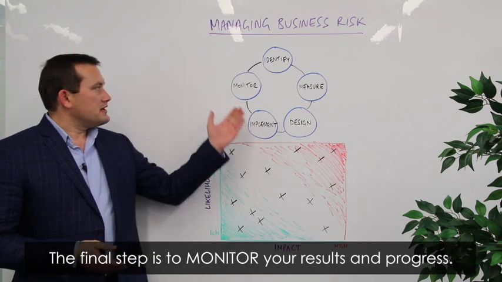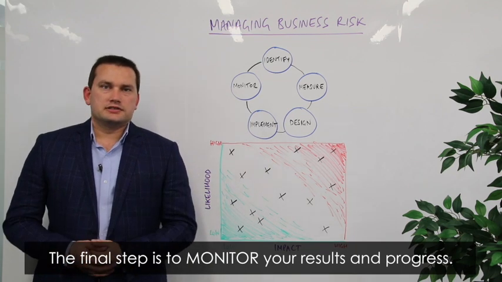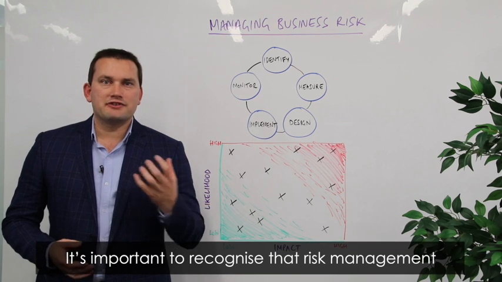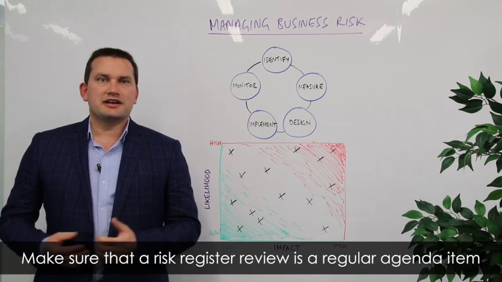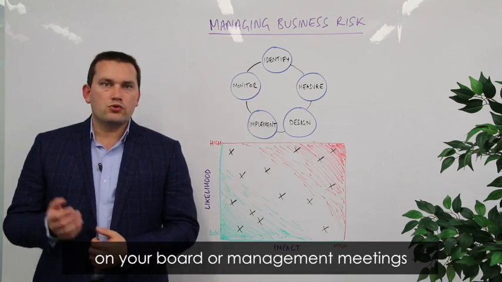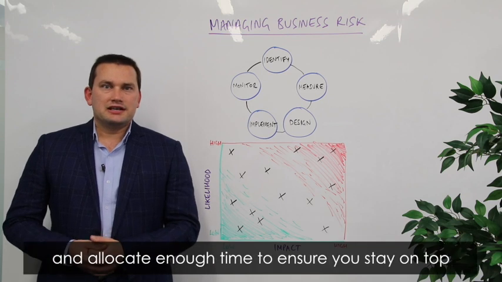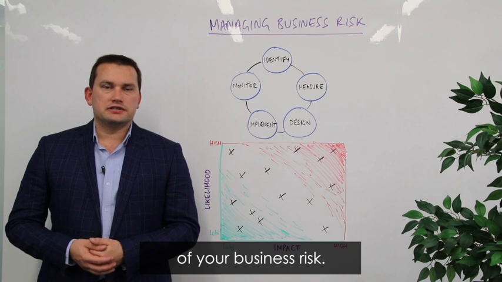Then the final step is monitor. You need to monitor your results and your progress. And it's important to recognise that risk management is a continual process. It's not a once-off project. So make sure that a risk register review is a regular agenda item on your board or management meetings, and allocate enough time to ensure you stay on top of your business risk.